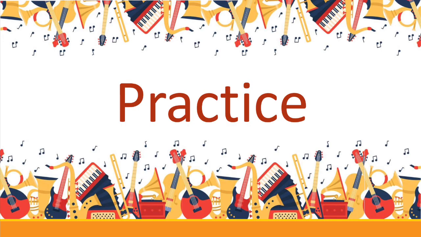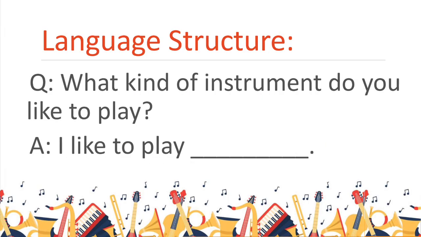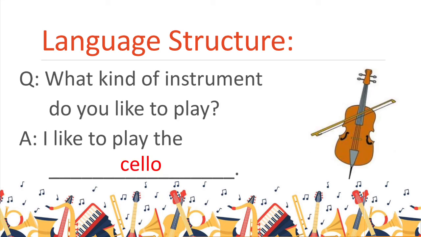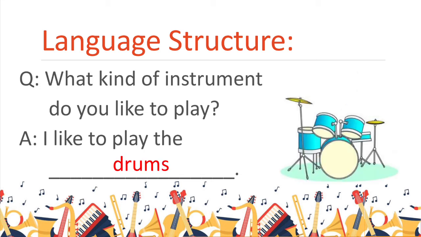Good job, everyone. So now let us have a practice using this language structure. Are you ready? For the question, we have, what kind of instrument do you like to play? Answer, I like to play blank. For example, what kind of instrument do you like to play? Answer, I like to play cello. Next, what kind of instrument do you like to play? Answer, I like to play the drums.